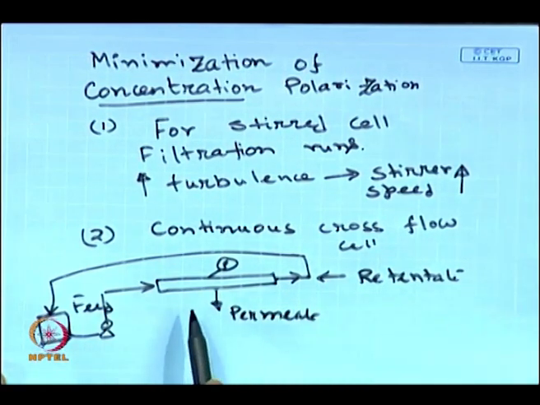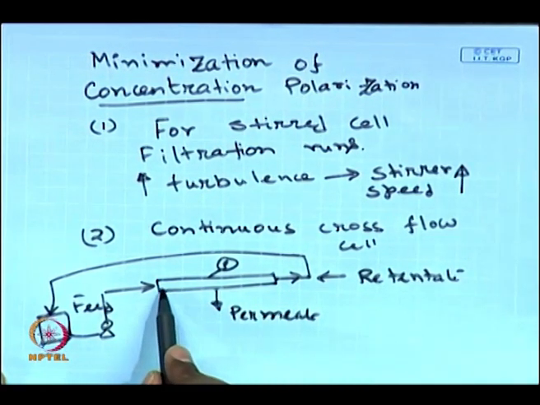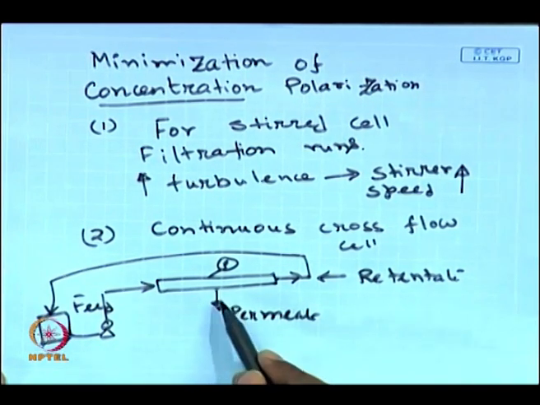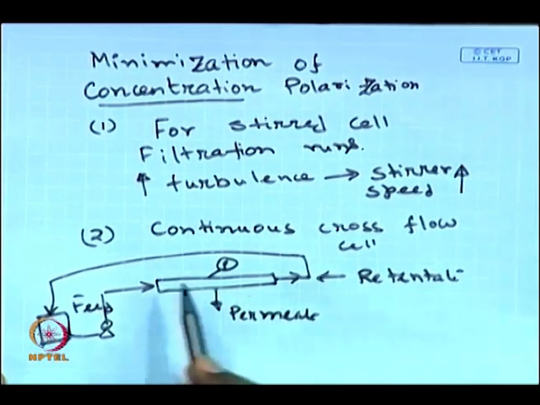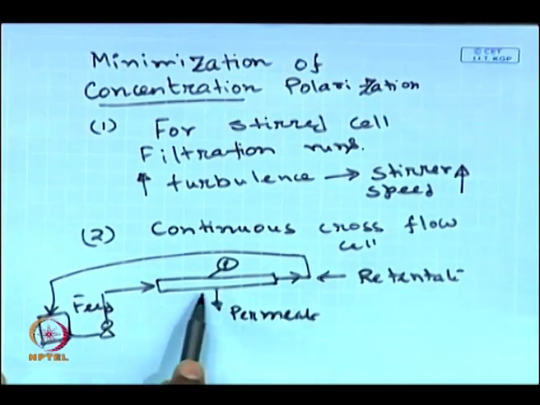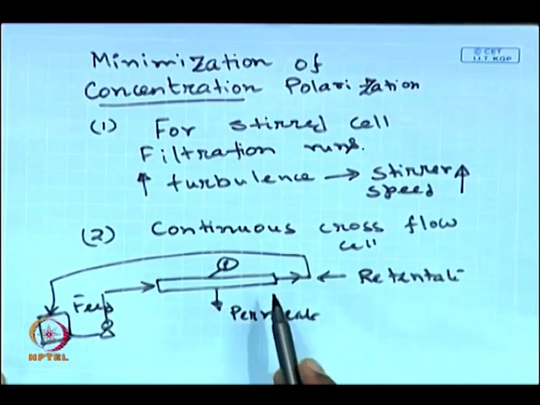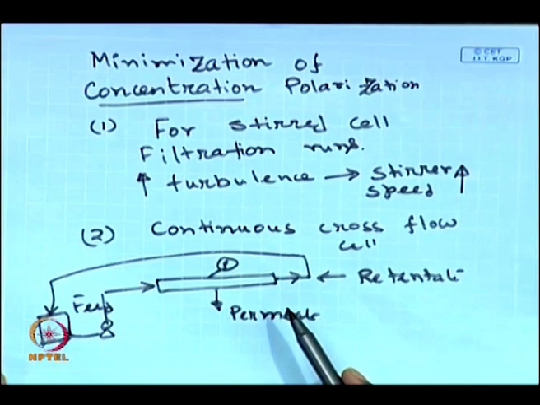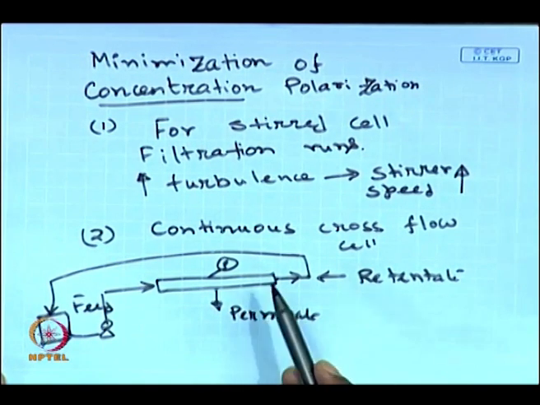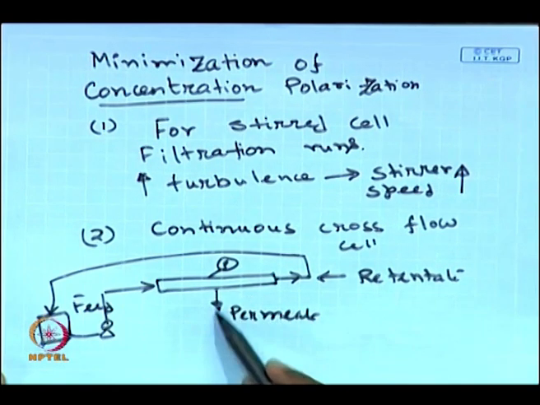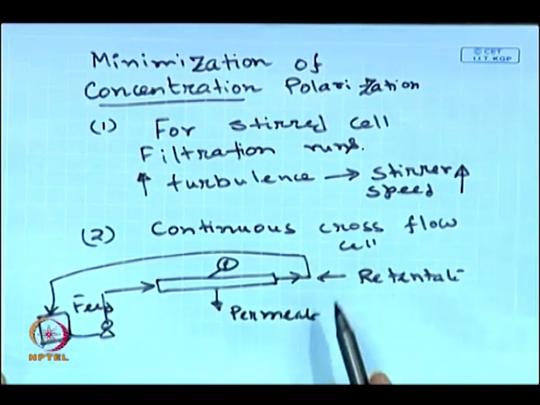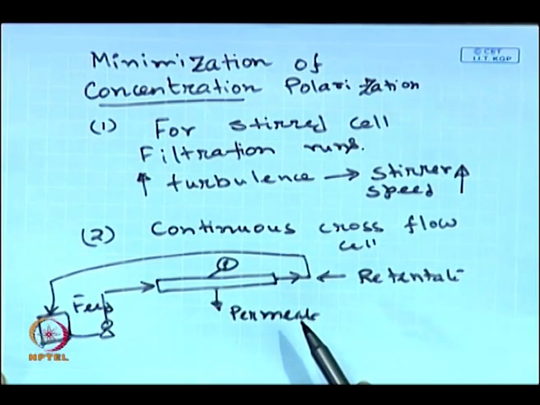Now, by increasing the feed velocity over the membrane surface, it will decrease the deposition of the solutes over the membrane surface. So, one can increase the feed velocity and decrease the concentration polarization, that is, the thickness of the concentration polarization layer. Since the thickness of the concentration polarization layer will decrease, the permeate flux will increase because it offers less resistance against the solvent flux. So, one can get increased productivity.